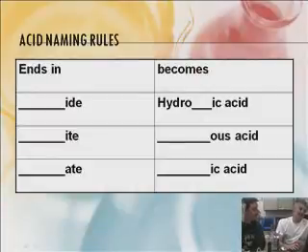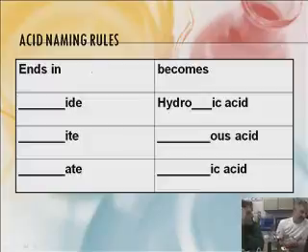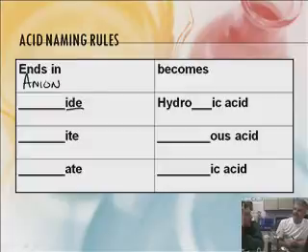Okay, when we name acids, we actually have to look at the name of the anion, which is the second part. The anion is the negatively charged part, because the cation in acids is always the same. It's always H plus. So if the anion ends in the suffix ide, then it's going to become a hydro something ic acid. So let's say chloride. Chloride becomes hydrochloric acid.